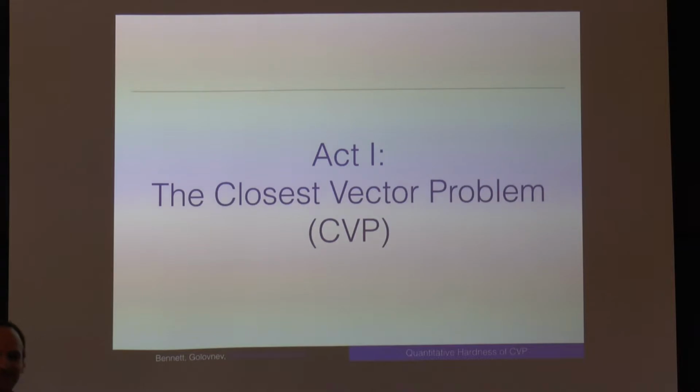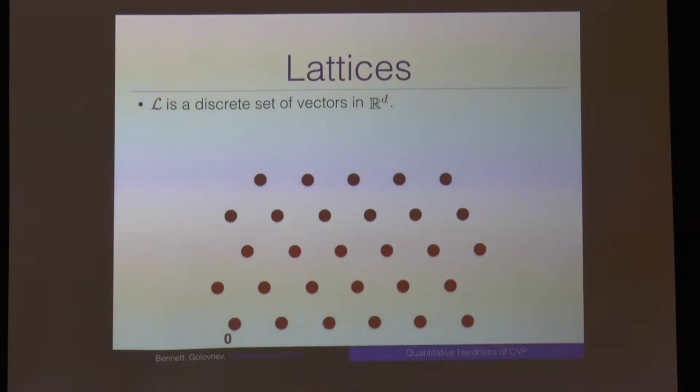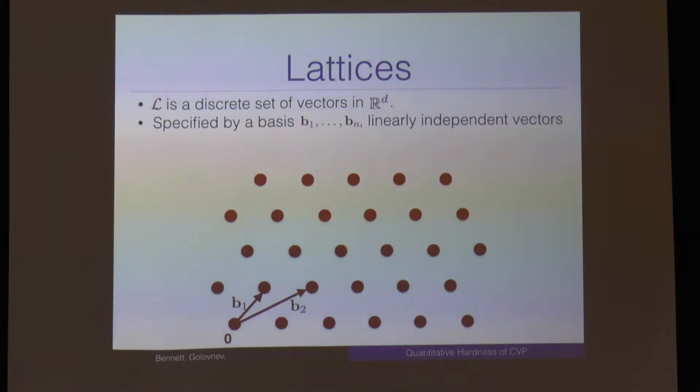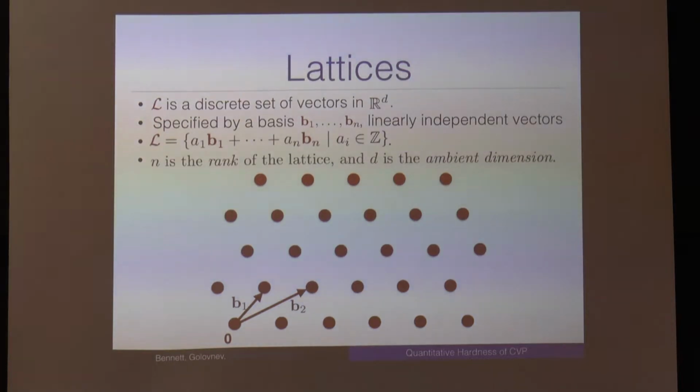So, the closest vector problem is a problem about lattices. I'll introduce a lattice. It's a discrete set of vectors in d-dimensional space. So here's what it looks like in 2 dimensions. It's the highest dimensional drawing for you. It's specified by a basis, b1 through bn, of linearly independent vectors. So here's the basis of this lattice. And the lattice itself is the set of integer linear combinations of the basis vectors. So like this guy over here is b1 plus b2, this guy is 2b1 plus b2, etc. So all of these guys have integer coordinates when they're expressed in this basis. And just some vocabulary, n is going to be the rank of the lattice, and d is the ambient dimension.